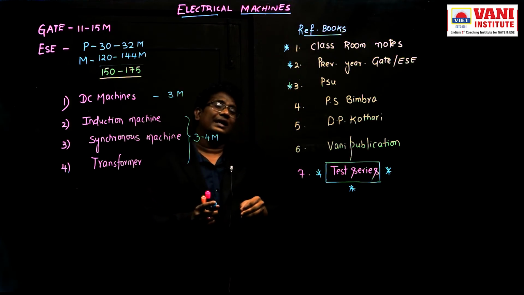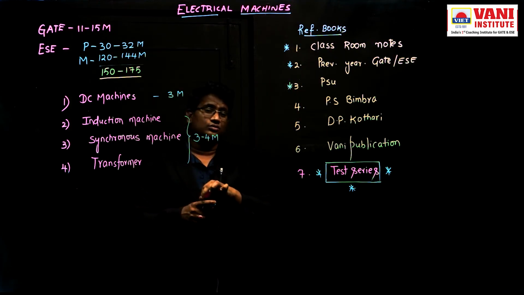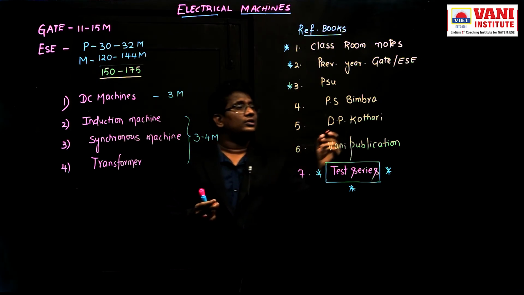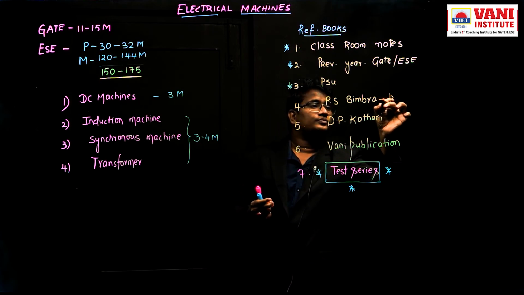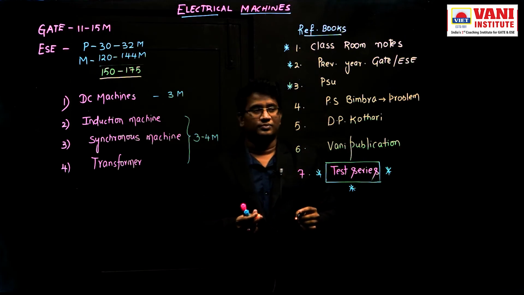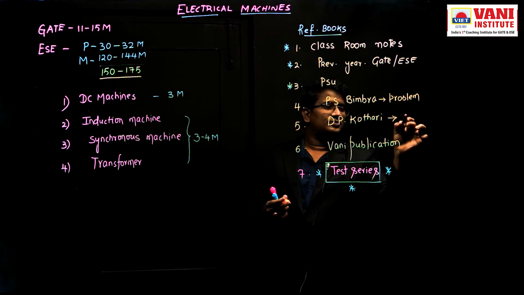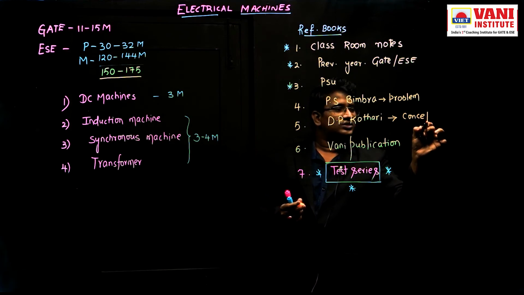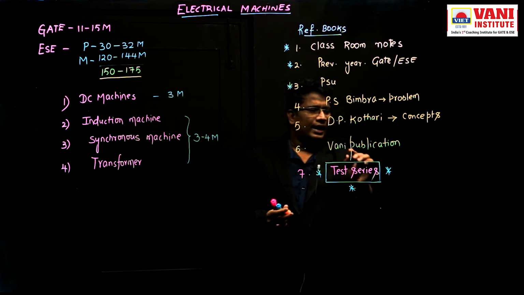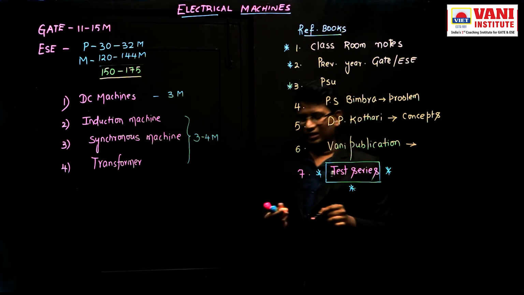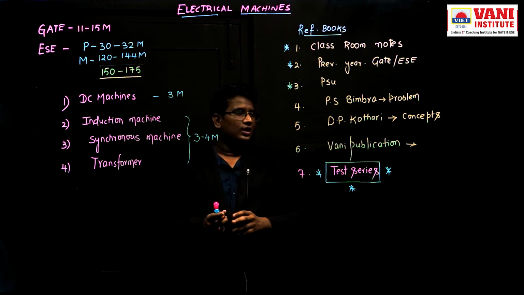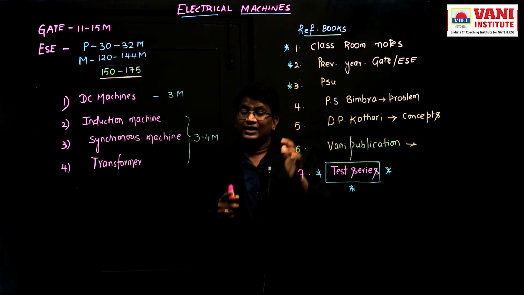But still, if you feel you have a lot of time, for example you are a second year or third year student, then you can go for problems. This is a very, very excellent book for problems. And for concepts, it is better to go for DP Kothari. And in Vani publications, you have a large number of questions in exercise books as well as practice questions. So try to do this if you have sufficient time.